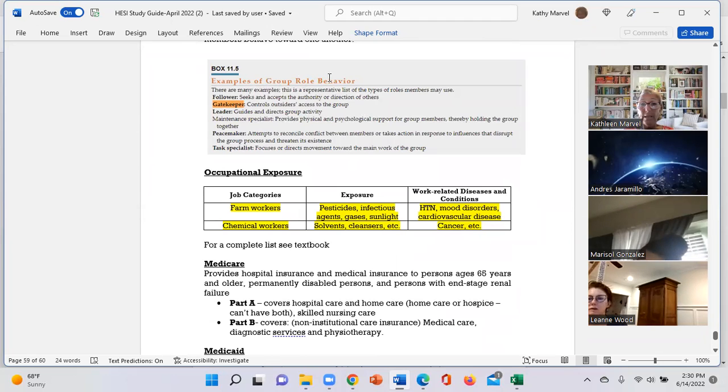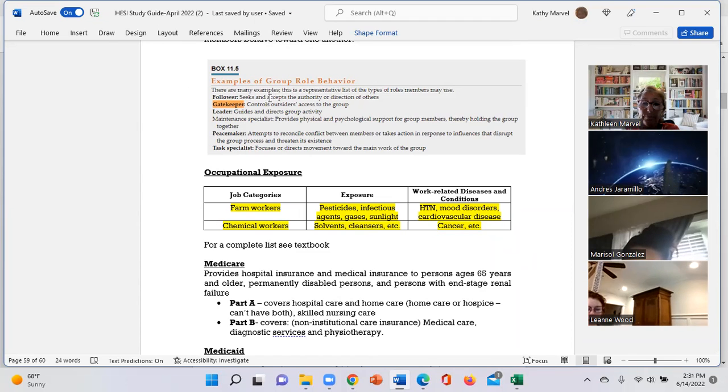Okay. Here's our box of examples of group role behavior. Think of your group activities this term. What role might you have played? And going forward in nursing, we're participating in group activities all the time. So here's some examples of roles that you might play in a group.